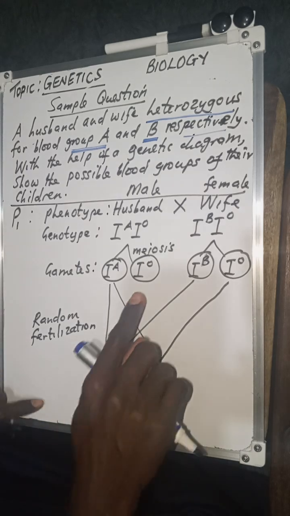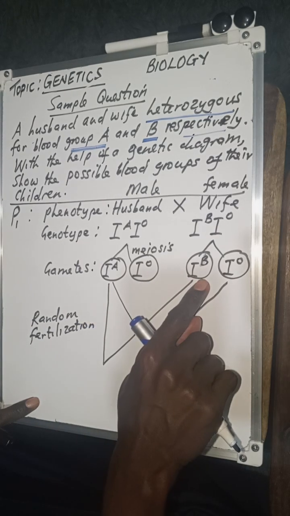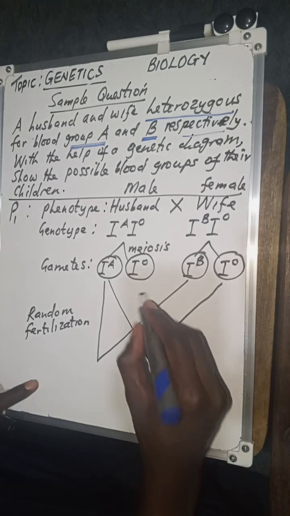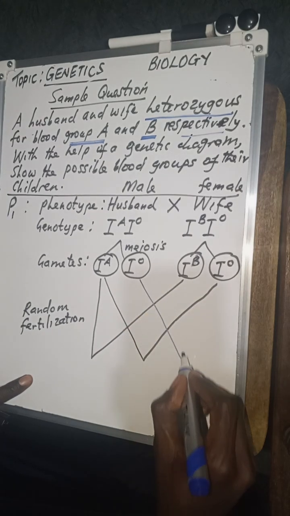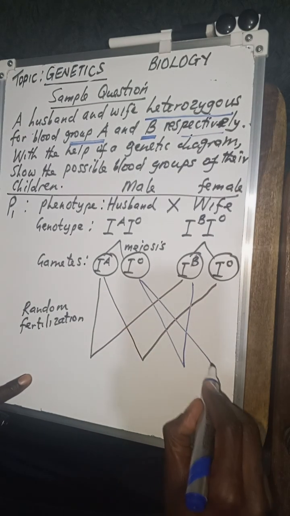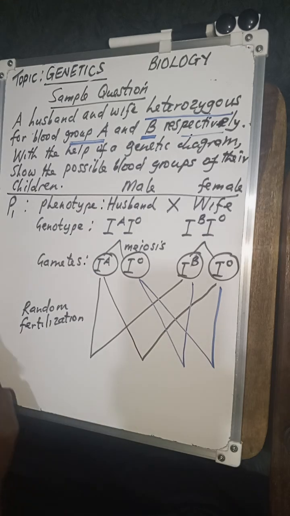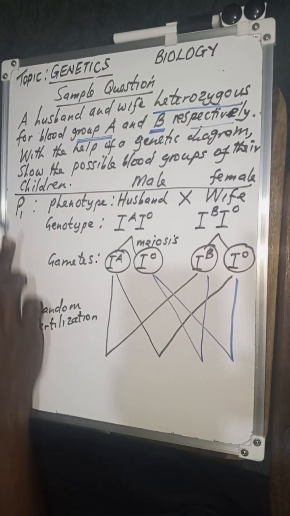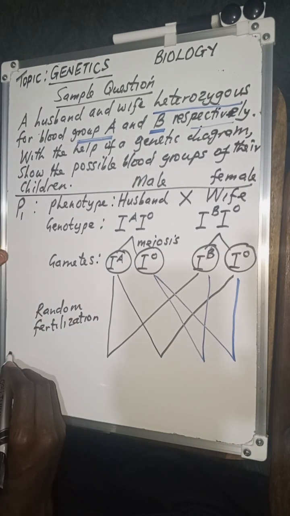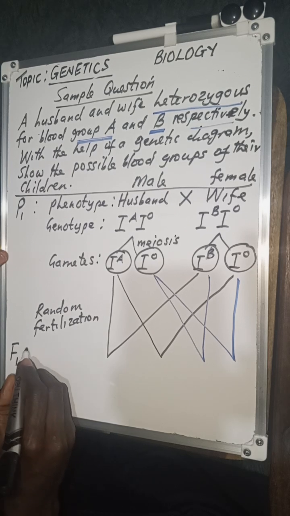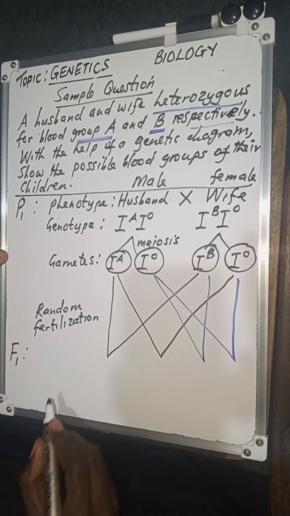I'll use a blue mark. I'll come to this one. This one will pair with that. And again, this will pair with the last one. So put them at an angle so that they are not too close to each other. That's the way you need to put it up. Now, the children that will be produced from the P1 is what we are going to call the F1 generation, the first filial generation.